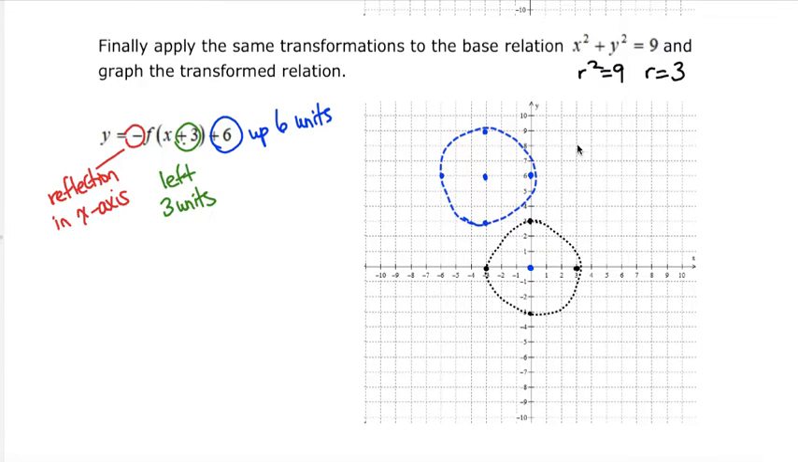So the black one is our original. This is our x squared plus y squared equals 9, and the blue one is our transformed circle. So again, you're going to pause this video. You're going to try the questions on the transformations worksheet. And then when you're ready, you can keep watching this video for the next part of the lesson.